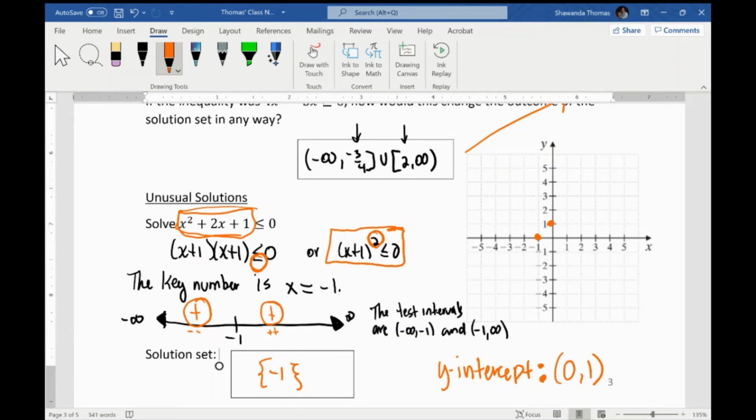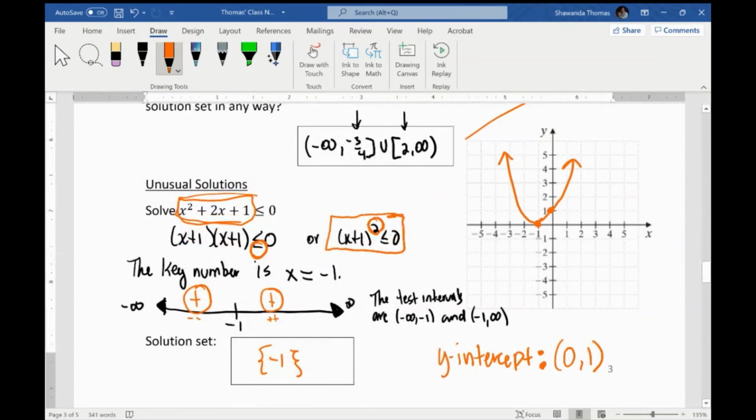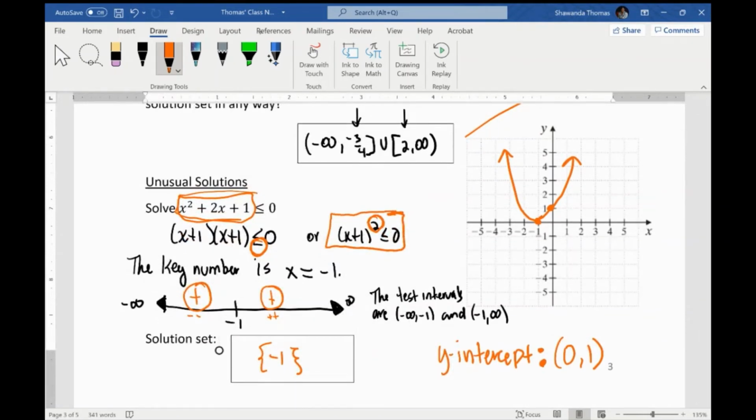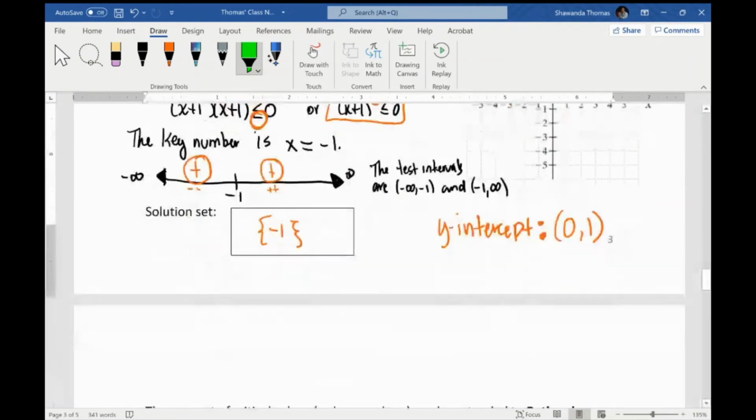Again, y-intercept means that's the point that crosses the y-axis. X-intercepts are points that cross the x-axis. We know it's going to bounce at -1, 0 because it's even multiplicity, so it's probably going to look something like this, right? Because parabolas are symmetric. We wanted to know when it's less than 0. Y'all notice nothing is down here for this graph. These are the y's that are less than 0. Only thing that would equal y equals 0 is this point right here. So that's why -1 is the only answer.